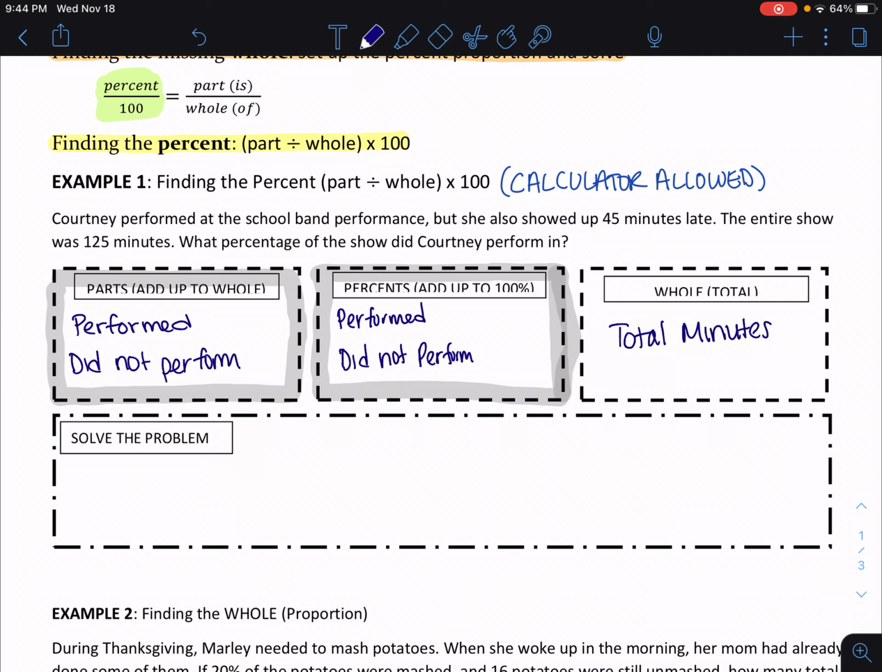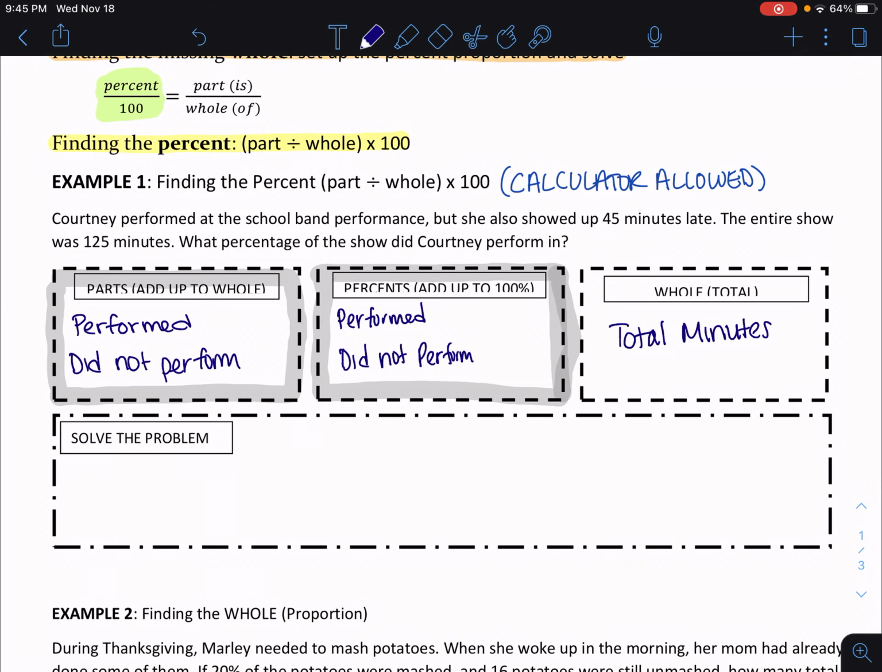Okay, so the first thing you're going to do is use words to identify each of those things. What are the 2 parts? The 2 parts are the same as the percents that represent them, in words. And then what is your whole? What is the entire thing that you're trying to find?